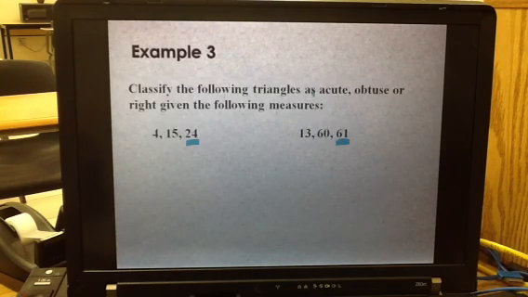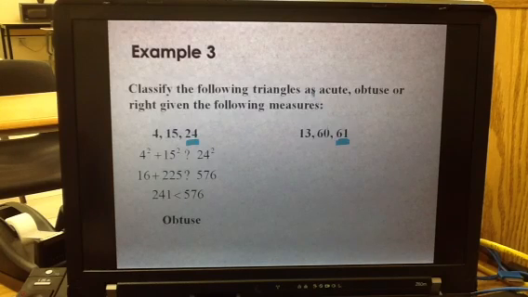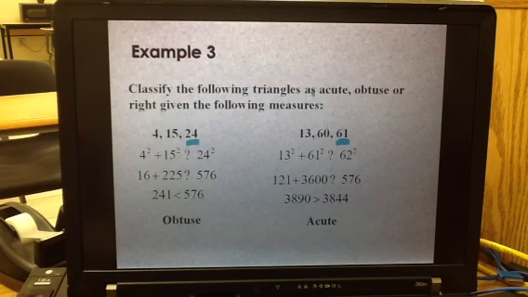It doesn't matter. So when you work out this one, we end up getting two different numbers, so we know it's not a right triangle. And a squared plus b squared is less than 576, so that means it's going to be obtuse. When you check the other ones, you plug into the Pythagorean theorem and work it out. Again, the numbers are not equal, so it's not a right triangle, but this time a squared plus b squared is greater than c squared, so now it's an acute triangle.